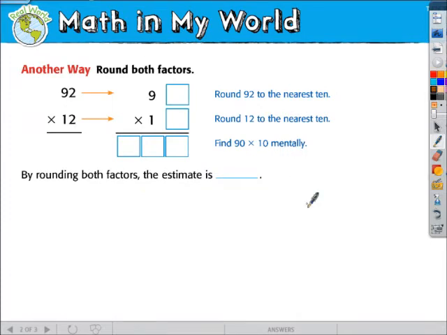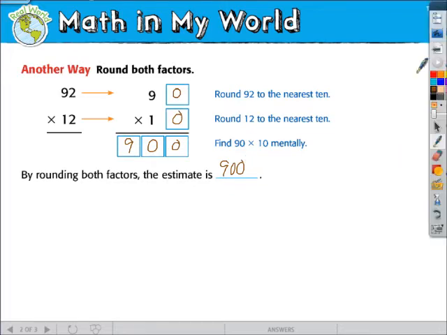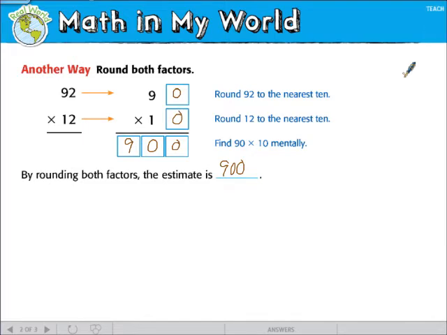The next way that we can do this is by rounding both factors. So we round 92 to what? 90. Thank you. And we round 12 to 10. This makes it even simpler because how many zeros are in the problem? 2. So all I do is put both the zeros down. 9 times 1 is 9. So there's our answer, 900. So far, so good, right? We understand how to round to the nearest 10.